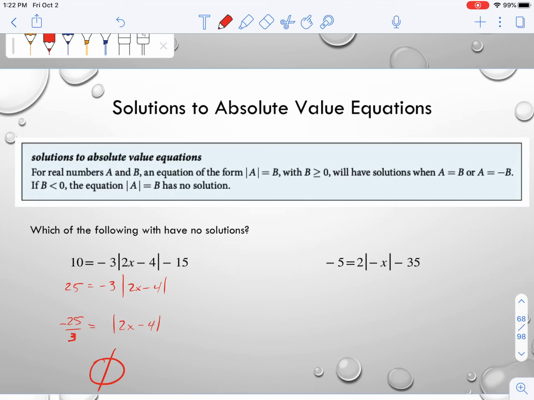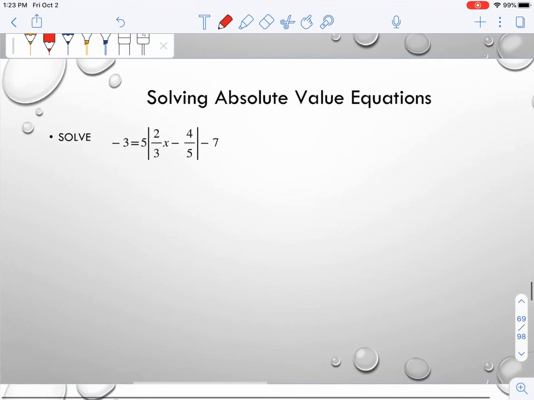In my other case here, if I add 35 to both sides, I get 30 equals 2 times the absolute value of negative x, and when I divide by 2, I get 15 equals the absolute value of negative x. This one is going to give me solutions. I'm allowed to have a negative x inside here. It's going to be negative 1 times whatever that quantity x is, and then we evaluate the absolute value. We're good to go here. This is going to have solutions.